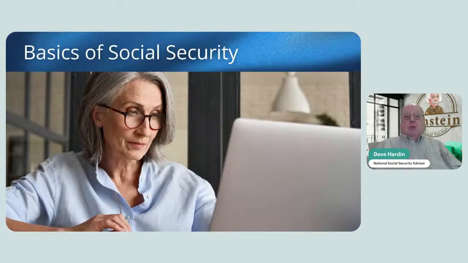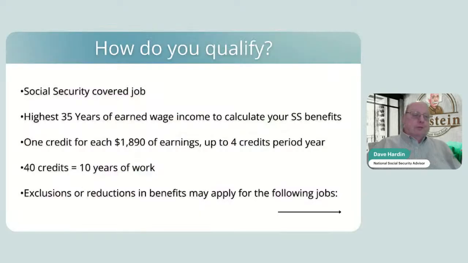All right. How do we get Social Security? How do you qualify? First off, you had to work at a Social Security covered job, a place where you paid into Social Security and then your employer matched that. Now, if you were self-employed, you already know the bad news. You got to pay both sides of that with zero discount.